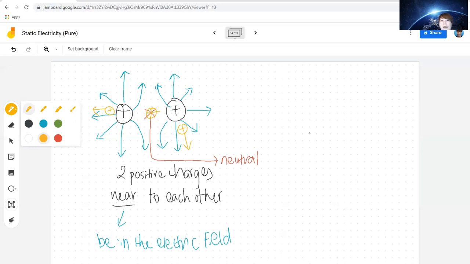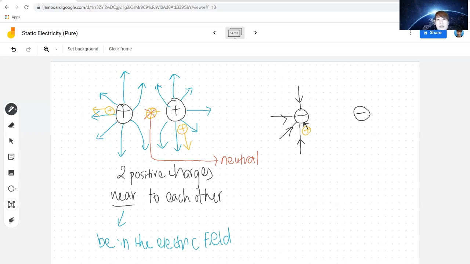Let's take a look at what happens if it is two negative charges, two like charges. So again, how do I draw the field lines? I imagine that I put a test charge here. I know that the positive test charge will be attracted to it in this direction. So when I draw my field lines, it will be in the same direction as the positive test charge.